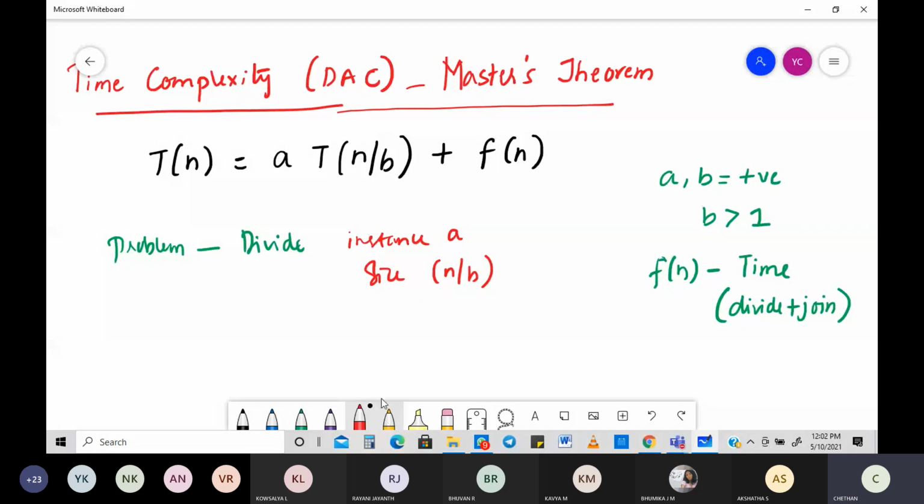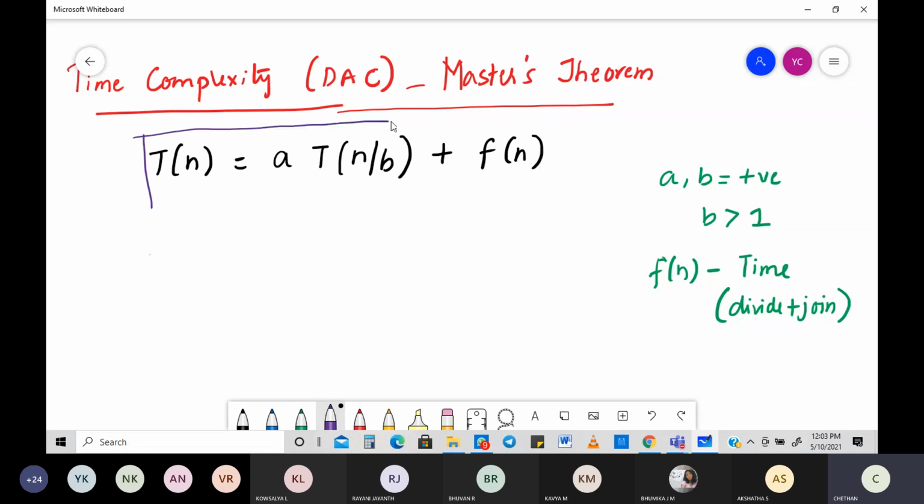The Master Theorem: in the substitution method you followed steps one after the other, but here it is more about remembering. What is the first thing to be remembered? This one, more like your formulas. T(n) is equal to this, which is a generalized form of whatever you said till now, where a and b are positive values, n by b is the size, and f(n) is the time for both dividing and joining.